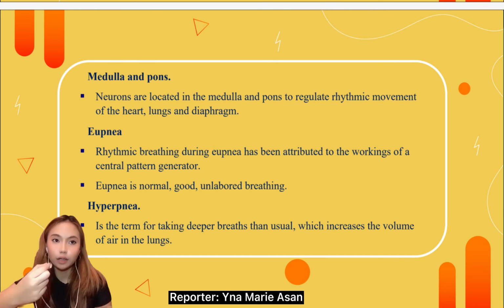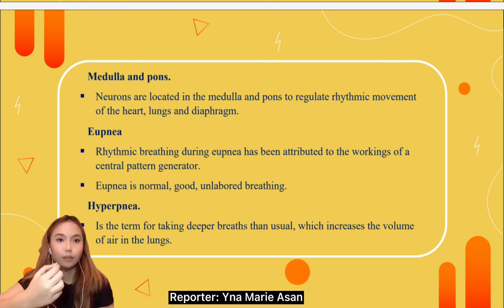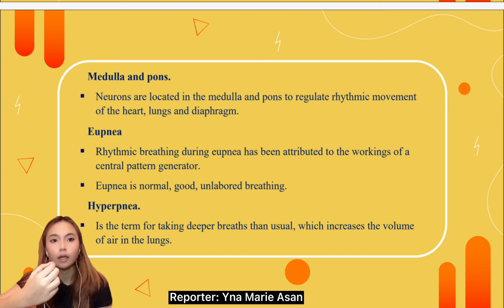Next, eupnea. I think eupnea is included in the breathing patterns, which is normal, good, unlabored breathing, sometimes known as quiet breathing or resting respiratory rate. So, yeah, it is among the breathing patterns like bradypnea, tachypnea.